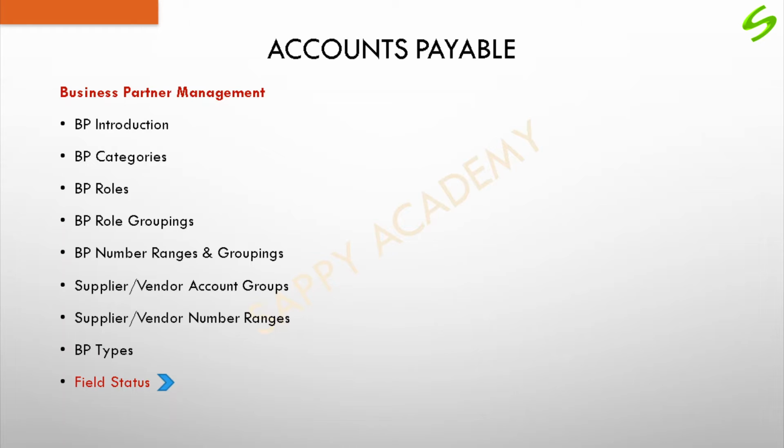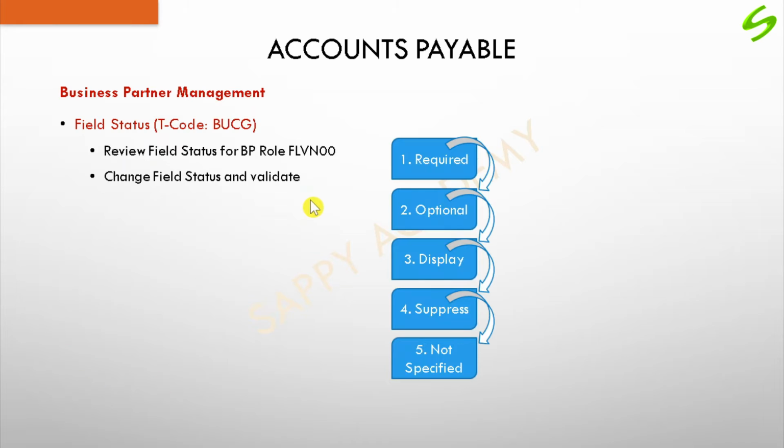Next topic is field status. Field status of the Business Partner Master fields can be set per client, per business partner role, per activity, or per business partner type. Ranking of the field status starting with highest priority is required, followed by optional, display, suppress, and the one with the least priority is not specified. Let's review the field status for BP role FLVN00. Let's switch to SAP.